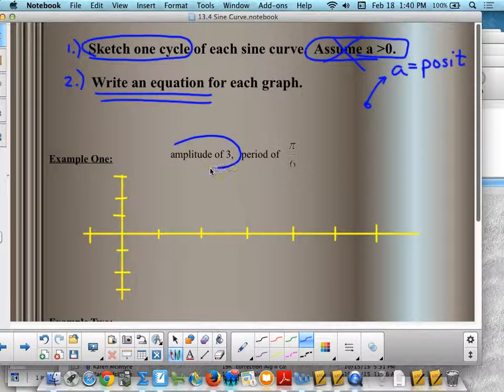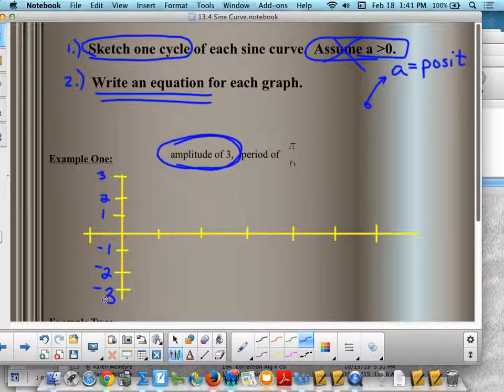What's this mean? 15 and 3. It's your max. It means your amplitude is 3: up 3, down 3. So here's me on my homework going, well, okay, 1, 2, 3, 1, 2, 3. Up 3, down 3. That information was pretty easy. Here comes the period: pi over 6.